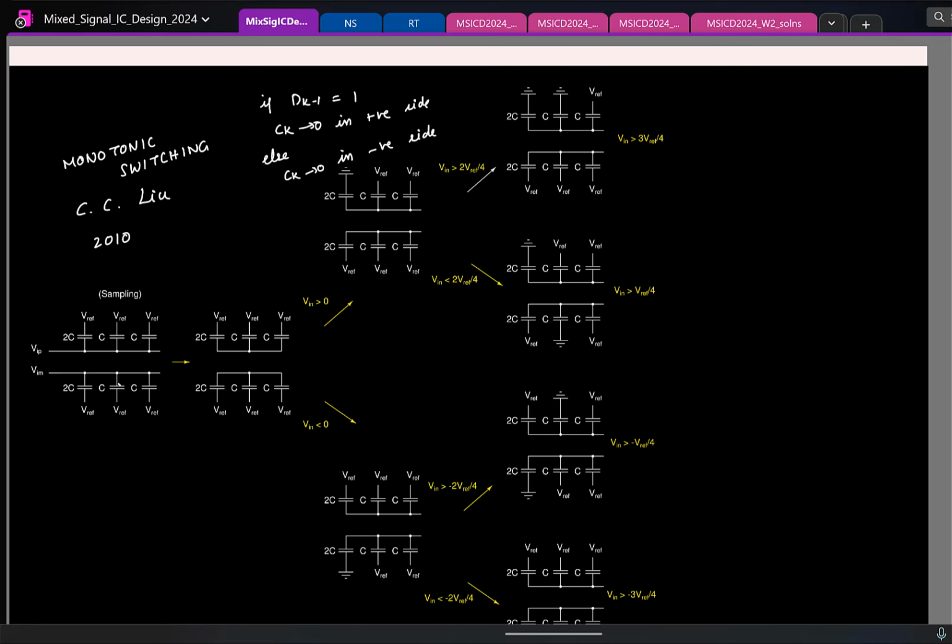Now, of course, we have to make sure that this is also done automatically. That is, as of now, we know in the sampling phase the circuit should look like this. When you want to compare with Vref by 2, it should look like this, and so on. This should also be automated, because we can't send one engineer with every ADC to switch this and that, right? So let's see how we can do that.